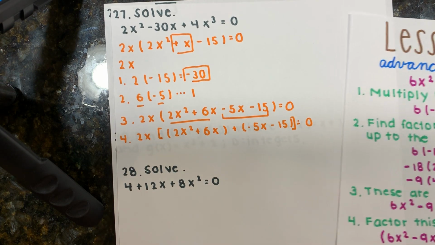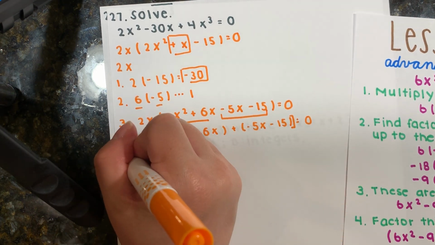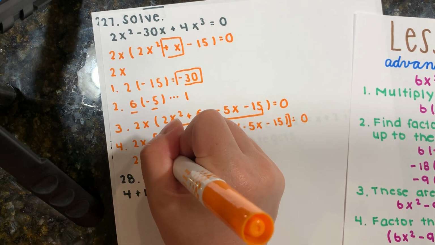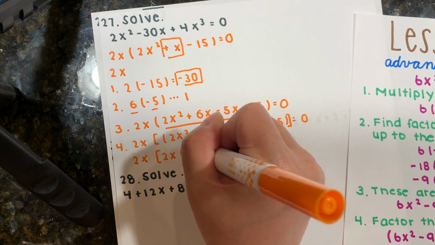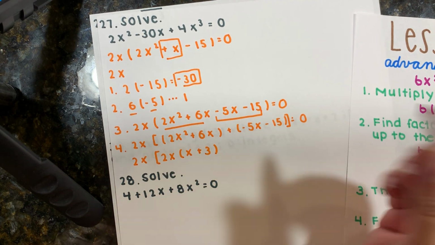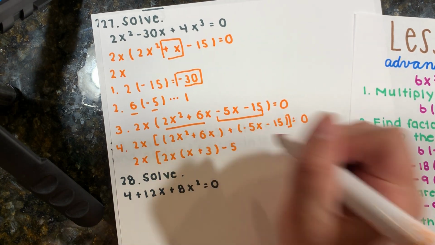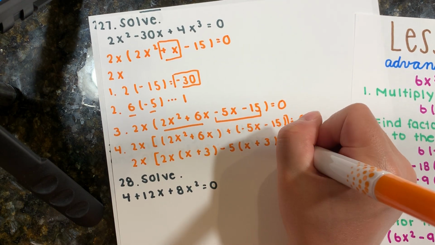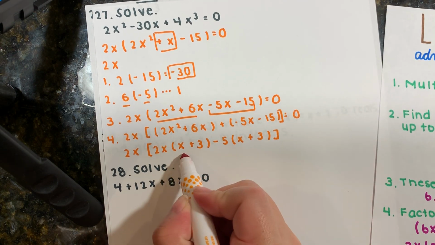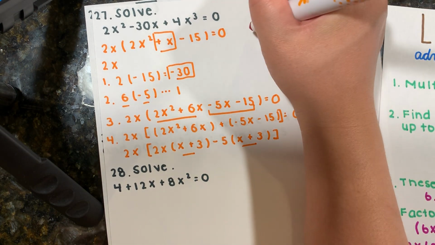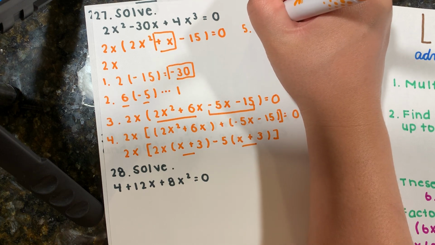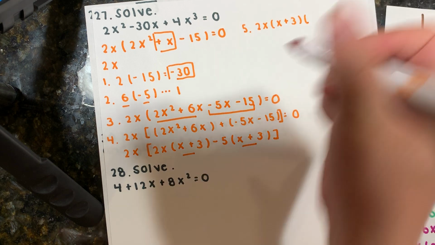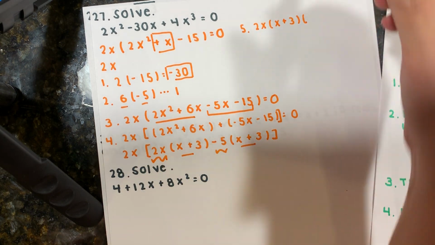Now, what divides both of those terms right here in this parenthesis? Well, that would be a 2 and an x, leaving me with an x plus 3. I can factor out a negative 5 in that term, which would leave me with x plus 3. So now you should see that there's an x plus 3 that could come out. So my step 5 would become 2x times x plus 3 times what's left, which would be 2x minus 5.